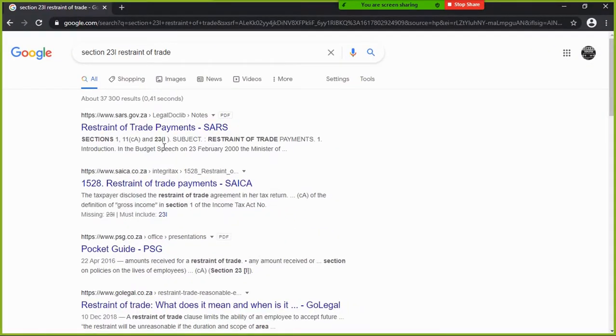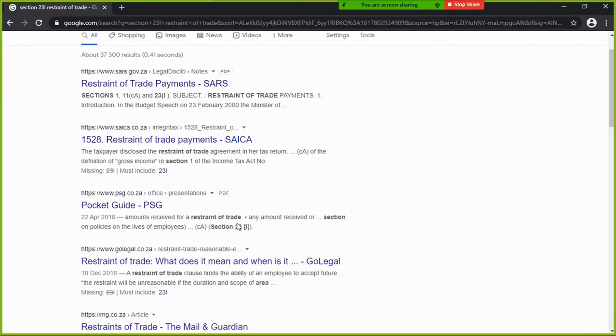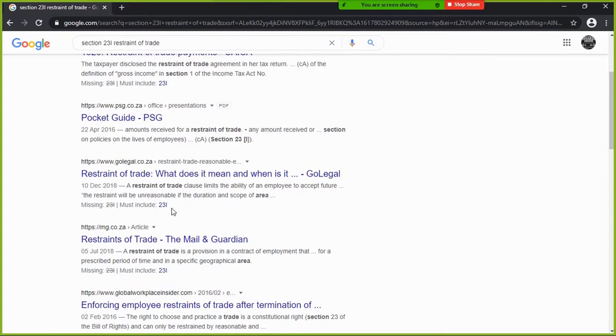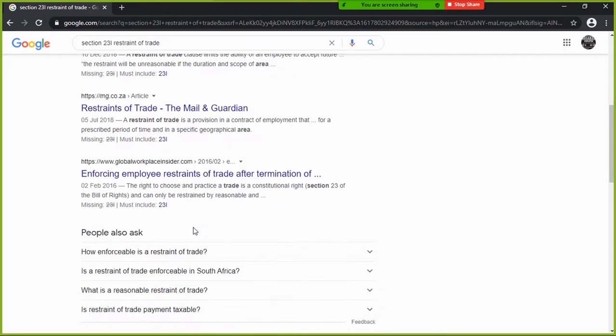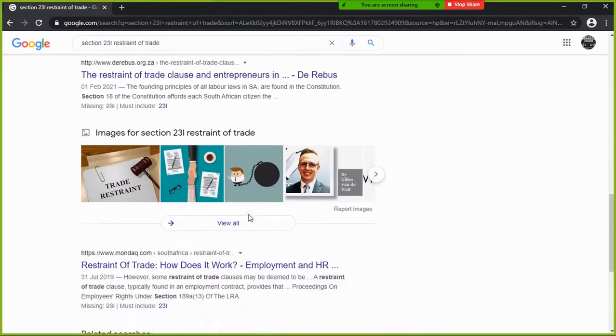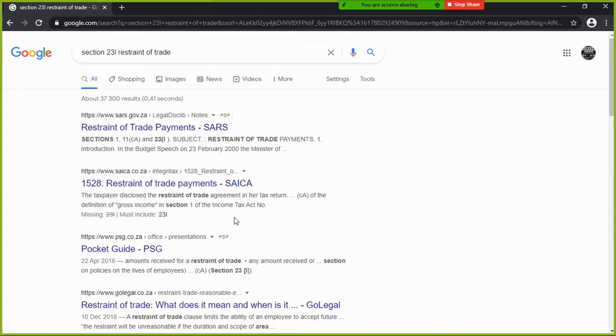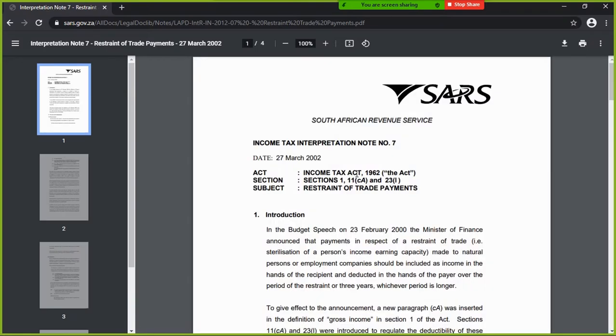Okay, there we go. All right, so if you go to this restraint of trade payment, this is actually part of a PDF. I don't want to open up a PDF. I'm just going to open up this here, SICA. Taxpayer restraint of trade. We're looking for section 23L though. Here's section 23L. Amounts received for restraint of trade. Maybe this one's better. Let's see if there's a better one. Maybe this one. No, not quite. Okay, we might have to use one of the PDF ones then. I'm going to open up this one. Let's search for it. Oh, that didn't find it.